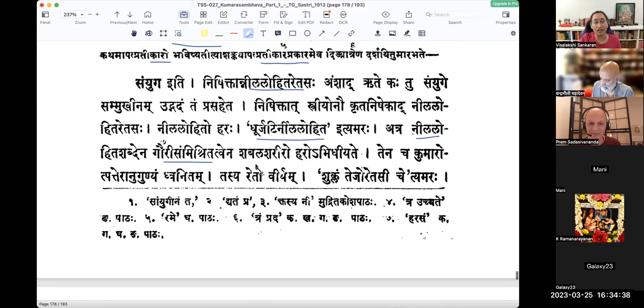atra neela lohita shabdena gauri sammishritatvena shabala shariraha haraha abhidiyate ardhanari swarupam. So here on this side you have Neela, Neela Kantaha, and Ambal Gauri is Lohita, Arunam Karunatarangitakshim Dhritapashankusha Pushpavana Chapam. So she is Aruna. Her form is very reddish in color, right? So Neela Lohita: Neelaha is Shivaha, Lohitaha is Gauri. So Neela Lohitaha shows the form which has both the blue color and the reddish color. And only when these two get together are we going to have the creation of Senani.